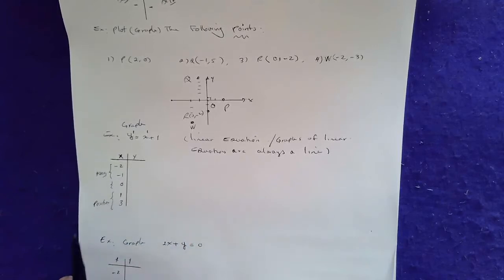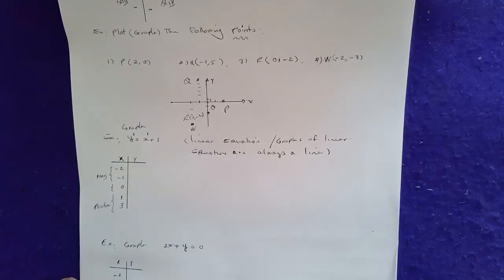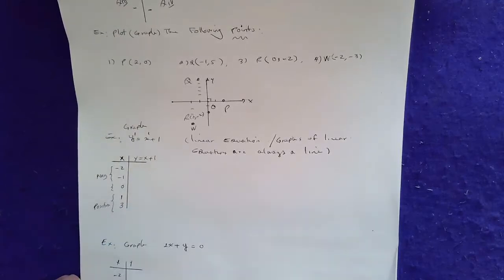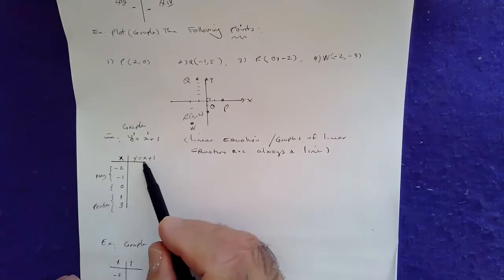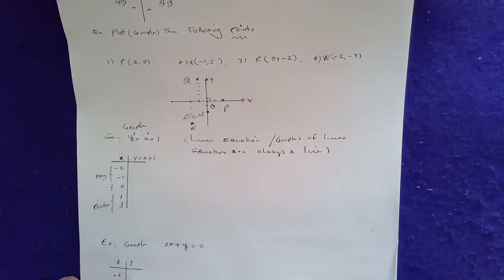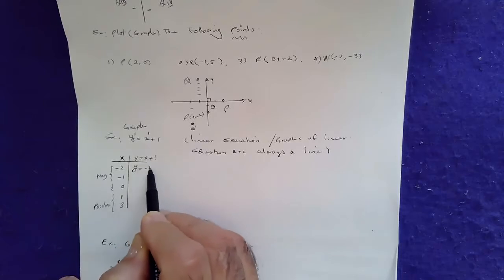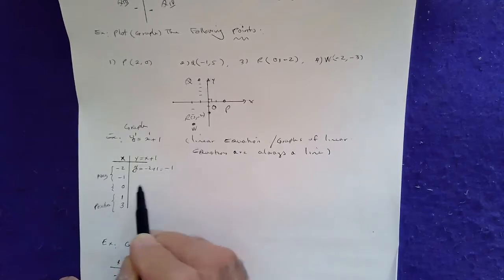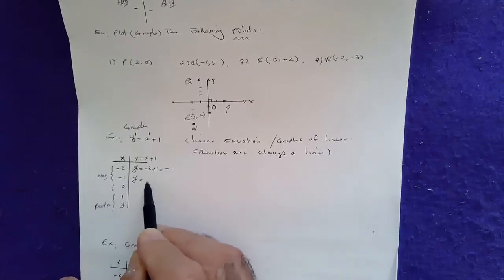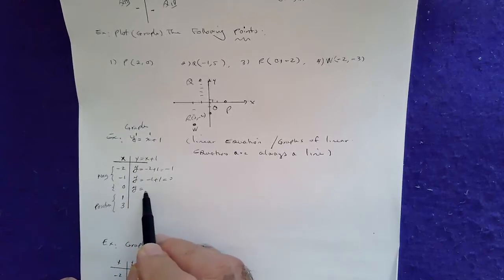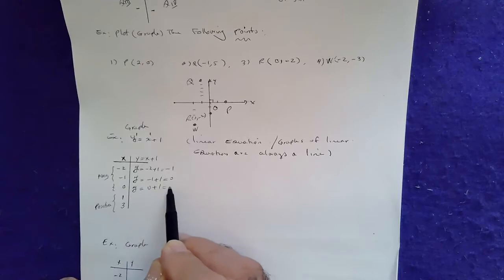So remember, I chose these numbers off the top of my head. However, when it comes to y, I have to substitute these values for x in the equation to find the corresponding values of y. For instance, the first one is what? -2 plus 1, which is -1. The second guy is what? -1 plus 1, which is 0. The third value of x gives you a y value of 0 plus 1, which is what?